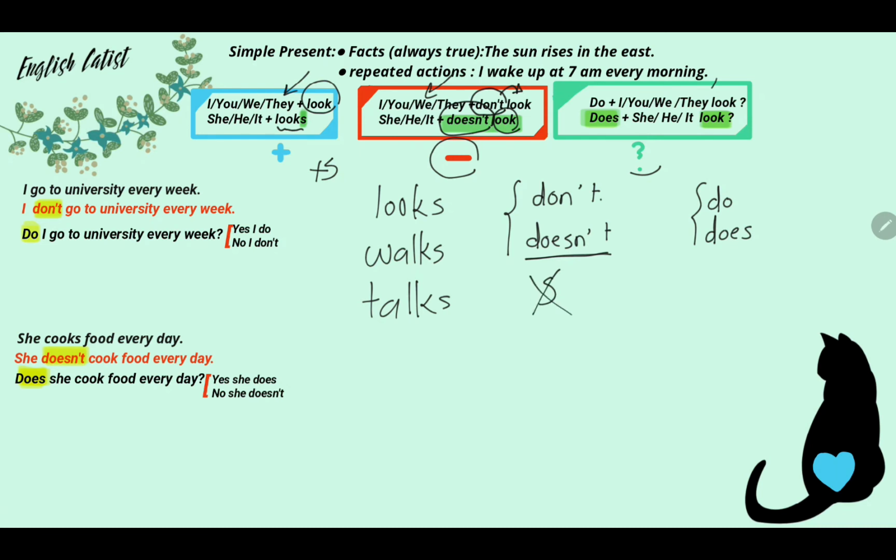And for question form, we use do for I, you, we, they subjects, and does for he, she, and it subject, plus our simple verb. Again, because we have does, we don't use s for she, he, and it. Okay, now we want to do two examples together. Are you ready?